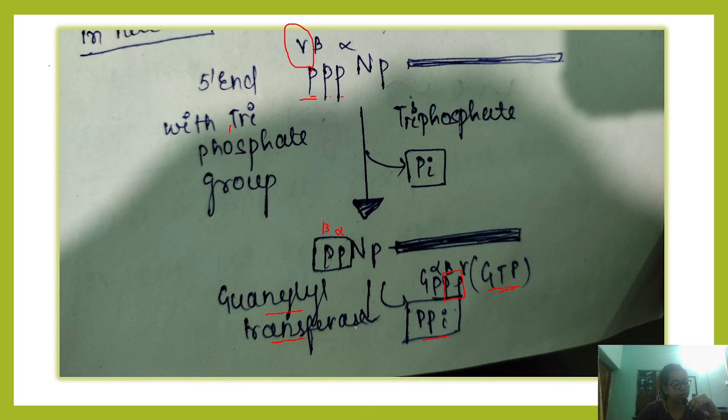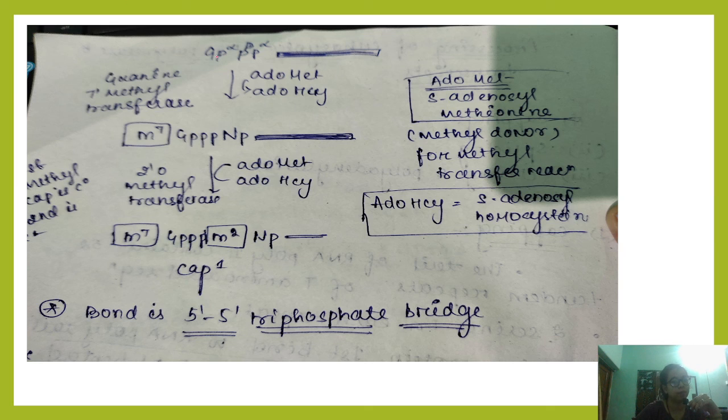The guanyl transferase enzyme will come. What is the role of guanyl transferase? It will transfer GTP. Okay, GTP means guanosine triphosphate, so it also has 3 phosphate groups. Out of the 3 phosphate groups, the beta and the gamma phosphate will be removed as pyrophosphate, PPi. So only the alpha position will remain. Then this alpha position will be attached to it. You can see that this is alpha and beta of the mRNA, and this is alpha of the GTP.